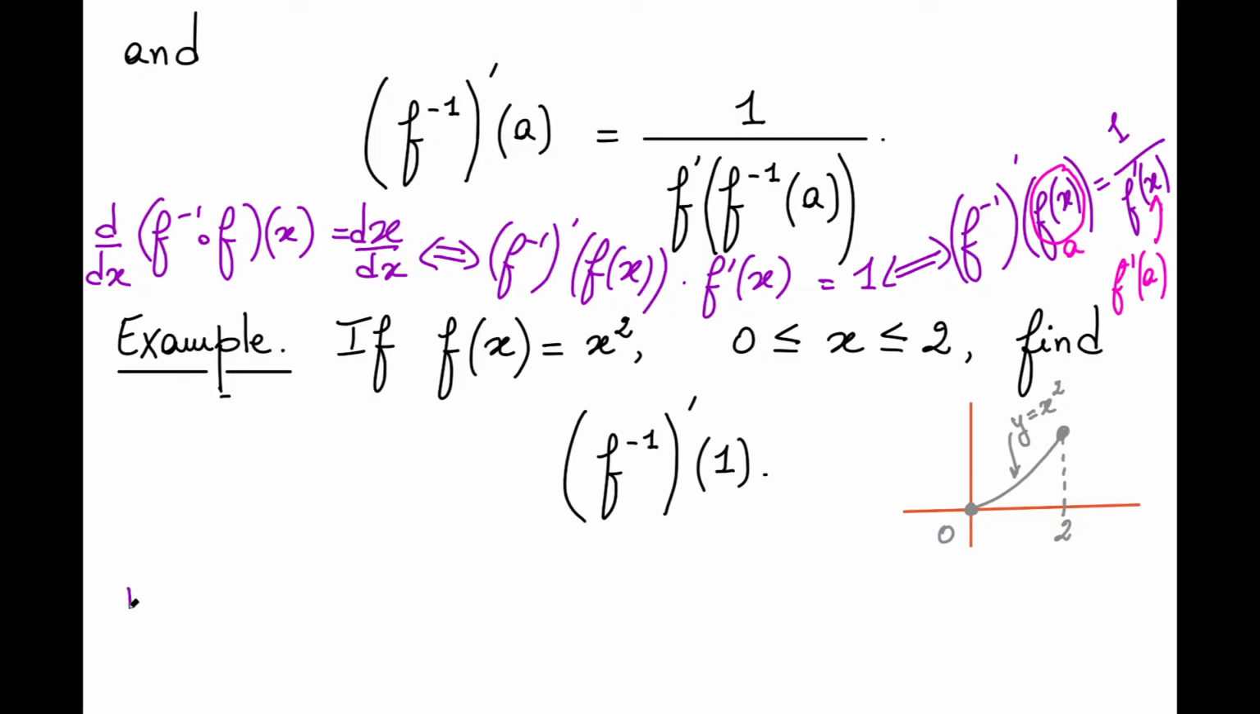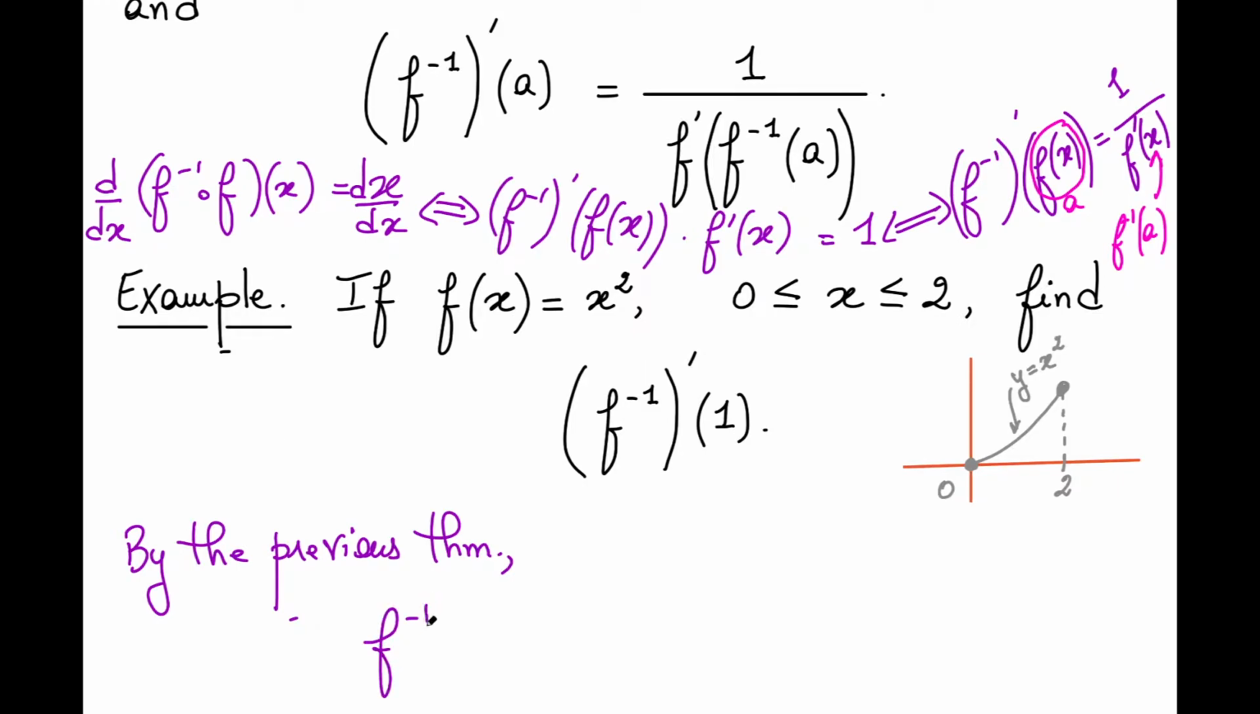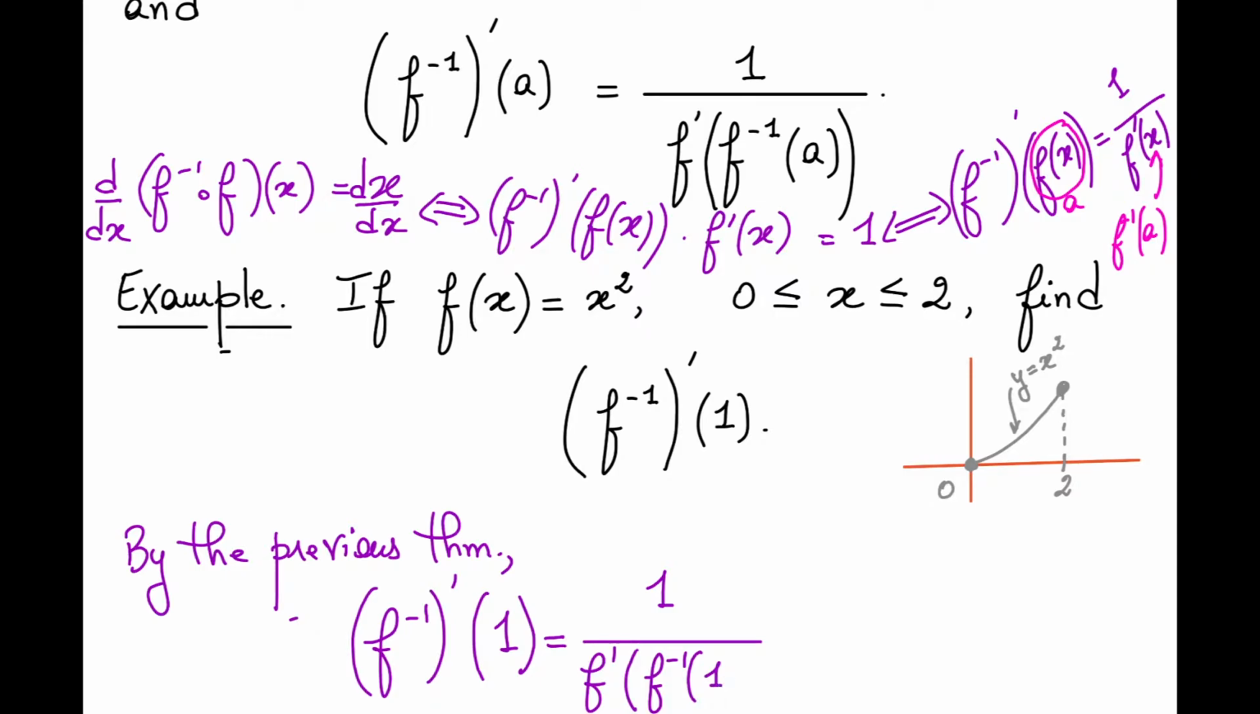We know by the previous theorem that f inverse prime, the derivative of f inverse at the point 1, is equal to 1 divided by the derivative of the function f itself at the point f inverse of 1, right? What did I do? I copied this. I didn't do anything.